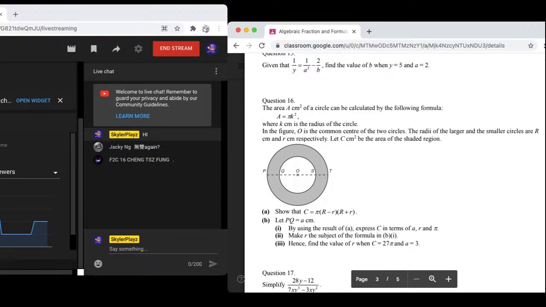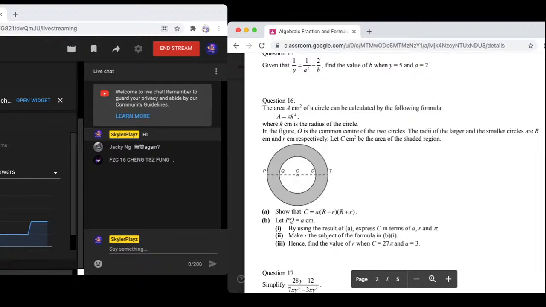So actually C is equal to pi R squared minus pi little r squared, and then we factor out the pi, and it is R squared minus little r squared, difference of two squares, and finally pi (R plus r)(R minus r). You know that's two different r as shown in the photo.